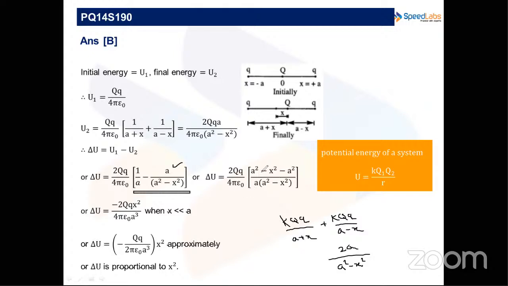And then you will get a square minus x square minus a square. So this is cancelled, and the left thing is x square. Here I am not neglecting in numerator, but in denominator you can neglect. So here you will get a cube, and here you will get x square. So we can say delta U is proportional to x square. Is that clear? We made a mistake here by taking a minus sign. Both the charges are positive, so potential energy will add up, right?